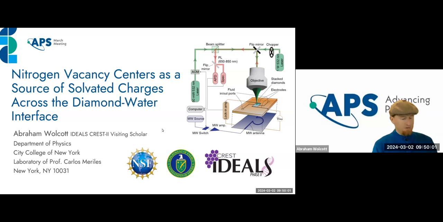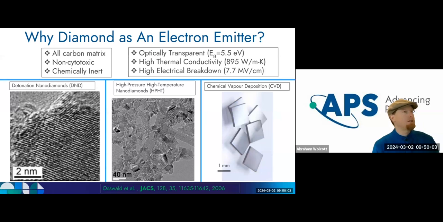So, as we look at this material of diamond, it's got many amazing properties that are great for photonics, great for electronics. And I've got three examples of detonation diamond, high pressure, high temperature diamond, and chemical vapor deposition diamond. Now, while all of these materials are diamond and should have a large optical transparent band gap of 5.5 eV, they should all have high thermal conductivity and high electrical breakdown properties.